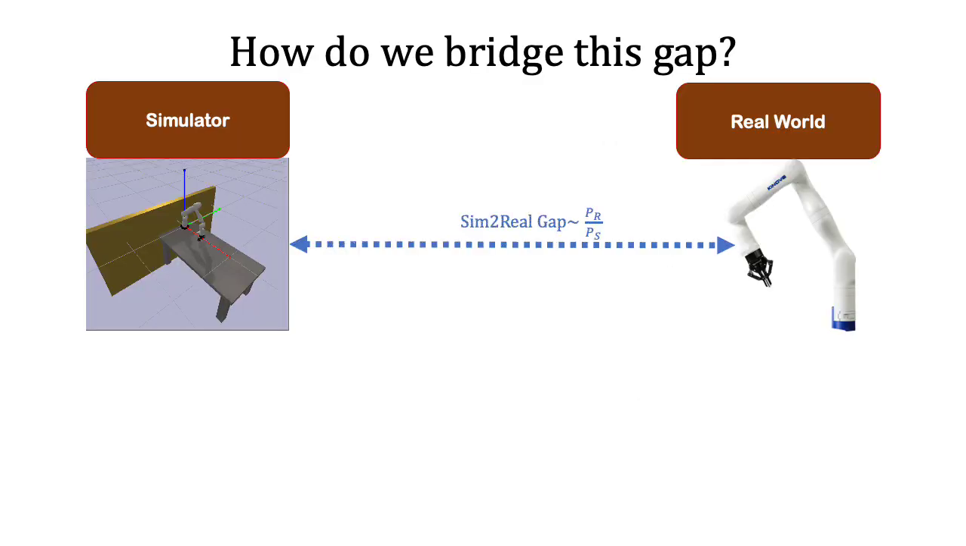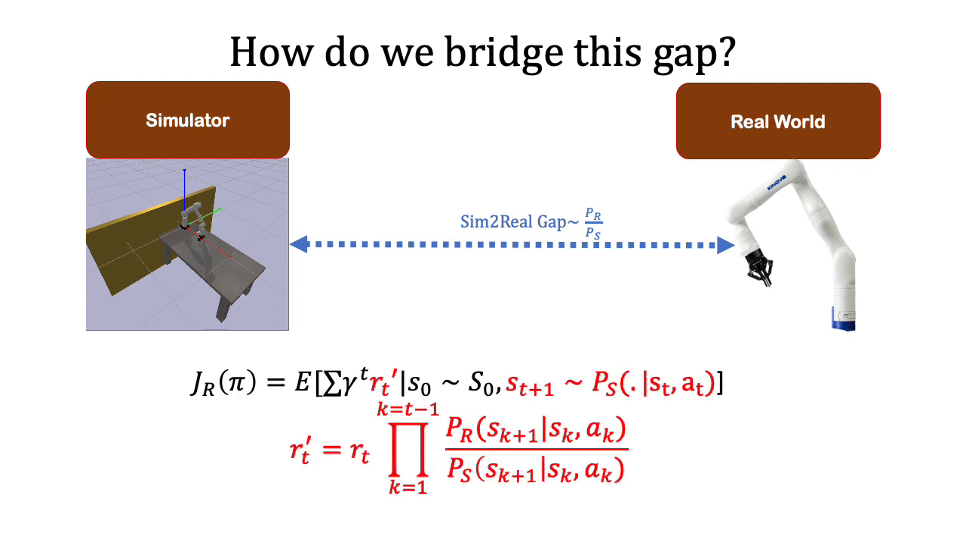It has been observed that the sim to real gap is directly proportional to the ratio of the model of the real world robot to the model of the simulator. So in this project, we aim to calculate this ratio of transition probabilities of the robot versus the simulator and augment it in a certain manner to give us the performance of the real robot using just the simulator and this estimated ratio of transition probabilities.